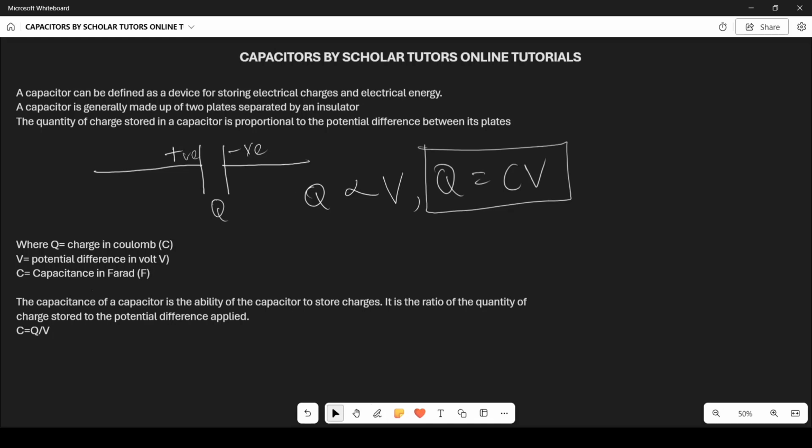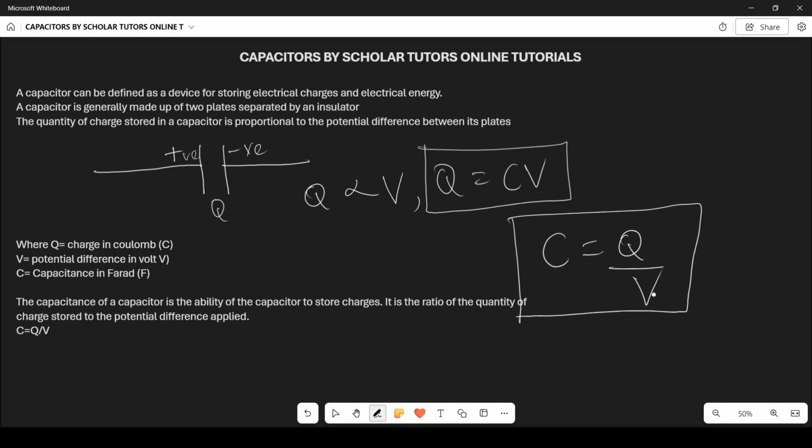To know how well a capacitor stores charges, we need to talk about the capacitance. The capacitance describes the ability of the capacitor to store charges. It is defined as the ratio of the quantity of charge stored to the potential difference applied. That is, capacitance C is equal to Q over V. This is very important too. Capacitance is equal to charge over potential difference V.